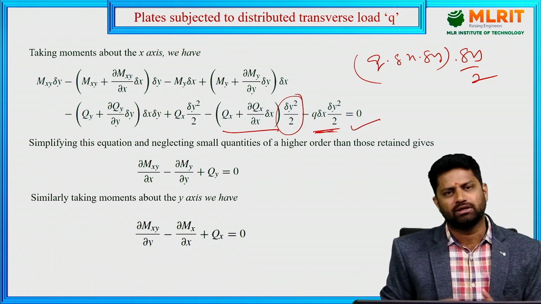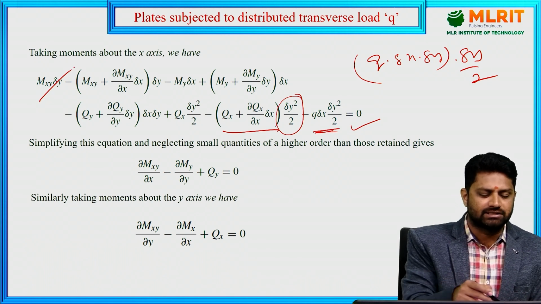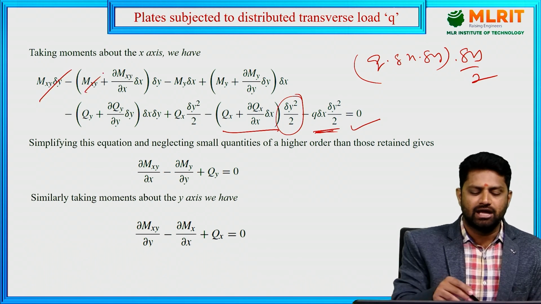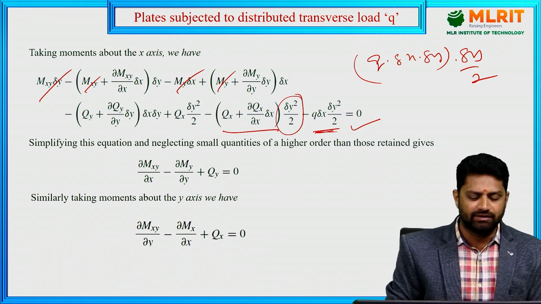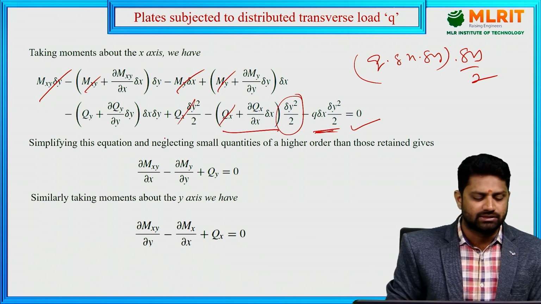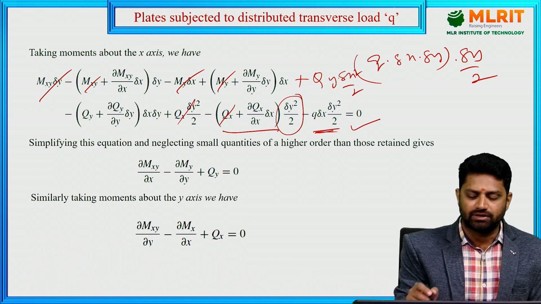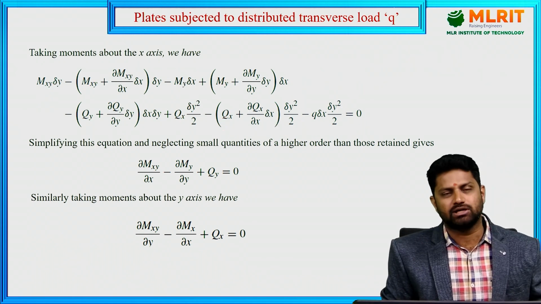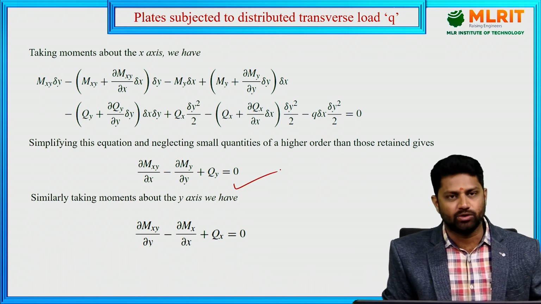Okay, and then this equation is further simplified: mxy into delta y we cancel out with again this mxy into delta y, myx cancels out with this one, my into delta x cancels out with my and delta x. And again if you see here, Qx also cancels out here. Okay, and similarly here one more term that is missing is nothing but Qy into delta x square by 2, that is also missing. So that will all cancel out. So when you cancel out all the things and try to reduce this equation, you are going to get dou mxy by dou x minus dou my by dou y plus Qy equal to 0.